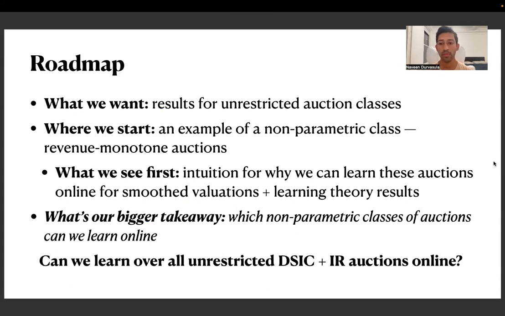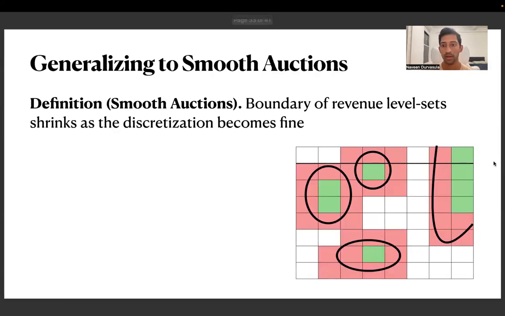So now that we've shown why learnability is possible for the non-parametric class of revenue monotone auctions, we extend this result to a much broader family of auctions, which we call smooth auctions. So the key observation to make here is that for the entire argument for the monotone auctions to pass through, the only property that we needed is that the boundary of the revenue level sets shrank as the grid discretization became finer and finer. And so we defined smooth auctions to be auctions that satisfy that exact property.